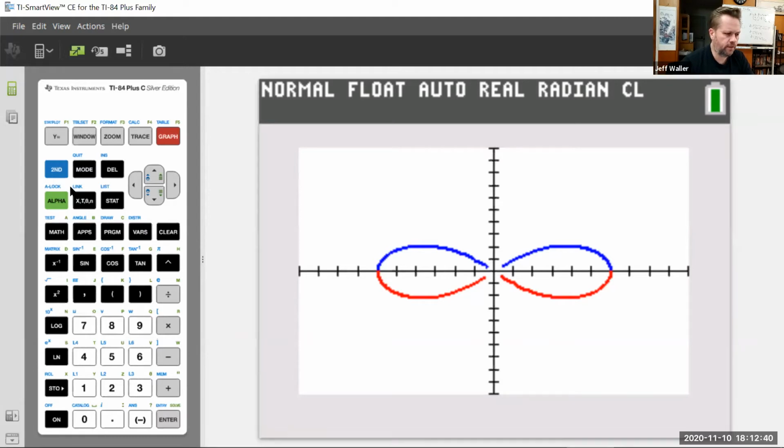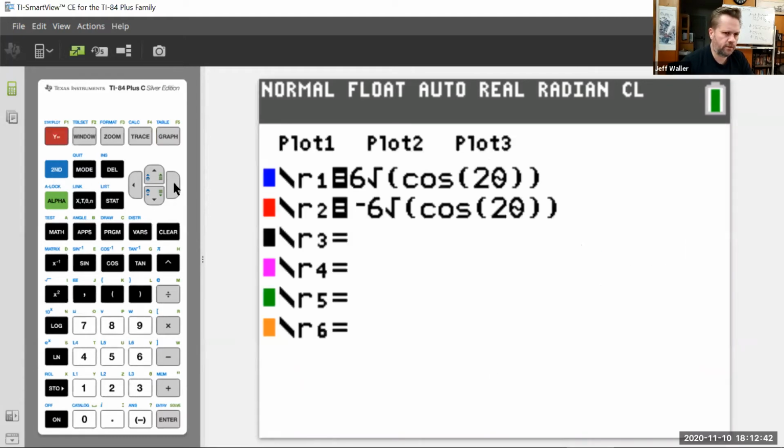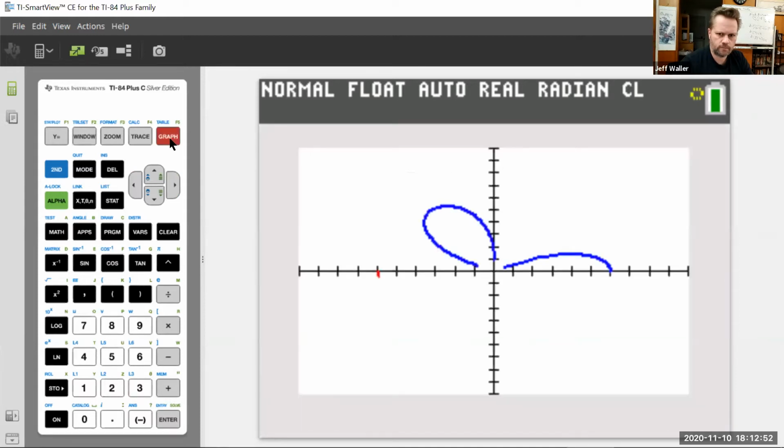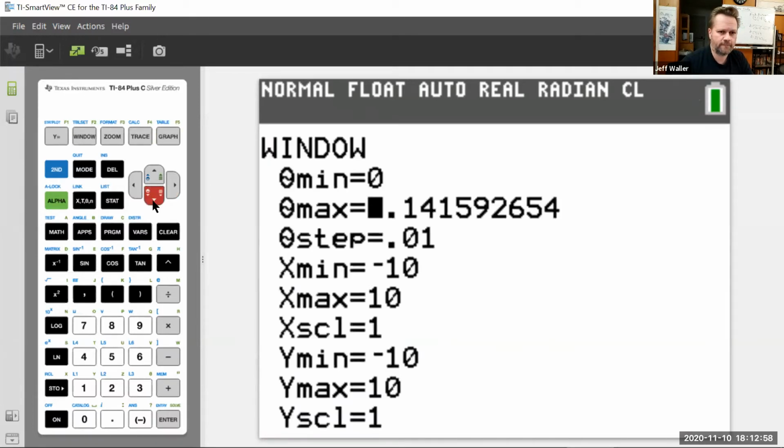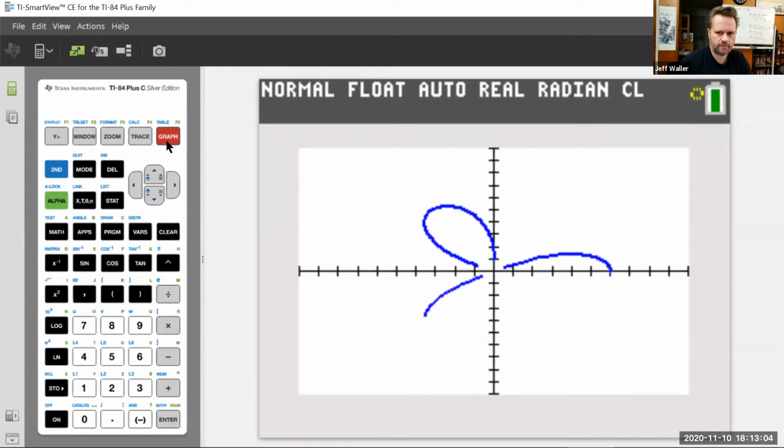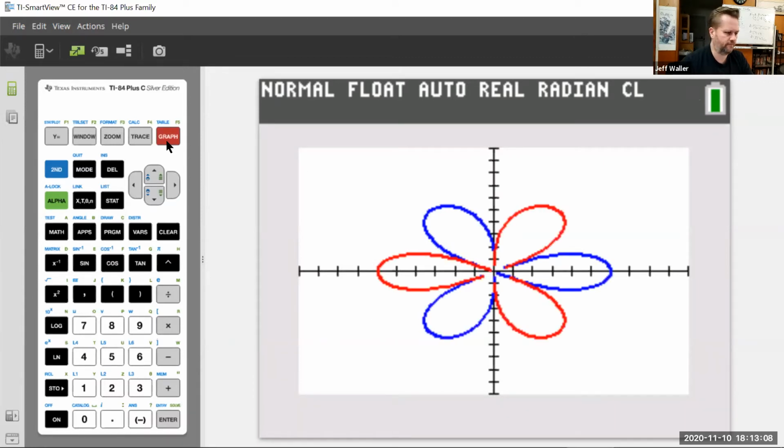So let's do this. Let's try to change these to a 3. And see what happens. Oh, I didn't go far enough. Let me make this 2 pi just to be sure. Look at that.